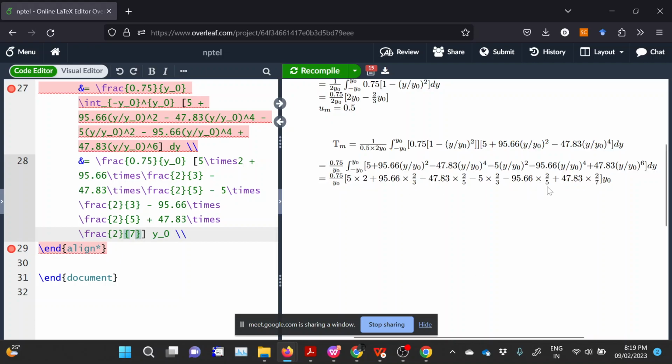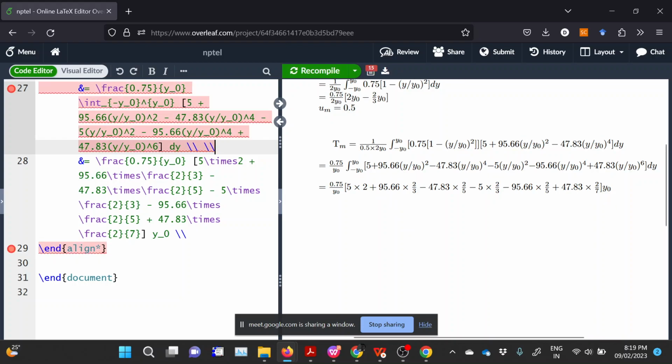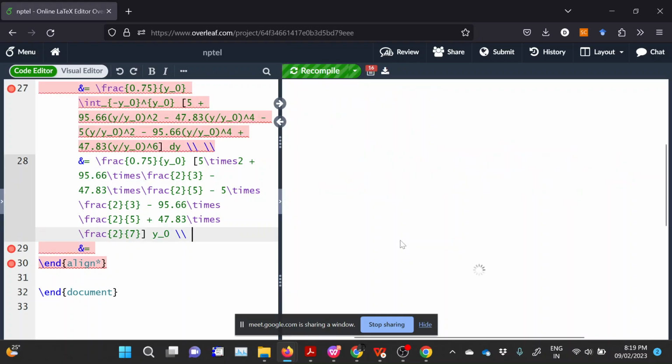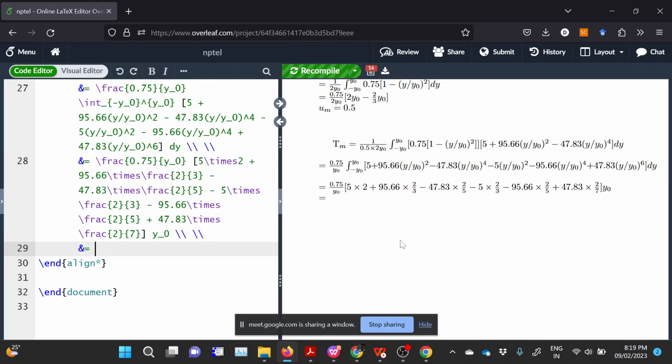So look at this last equation here. y naught and y naught cancel out. We have 0.75 outside and a bunch of stuff inside. If we perform all the math, then we should get, let me see. I'll do the math in a calculator somewhere else. If anyone can help me with this, that will be great. So we have 0.75 outside and inside. First of all, it's 5 into 2, that is 10. Then plus this thing, 95.66 into 2 by 3.